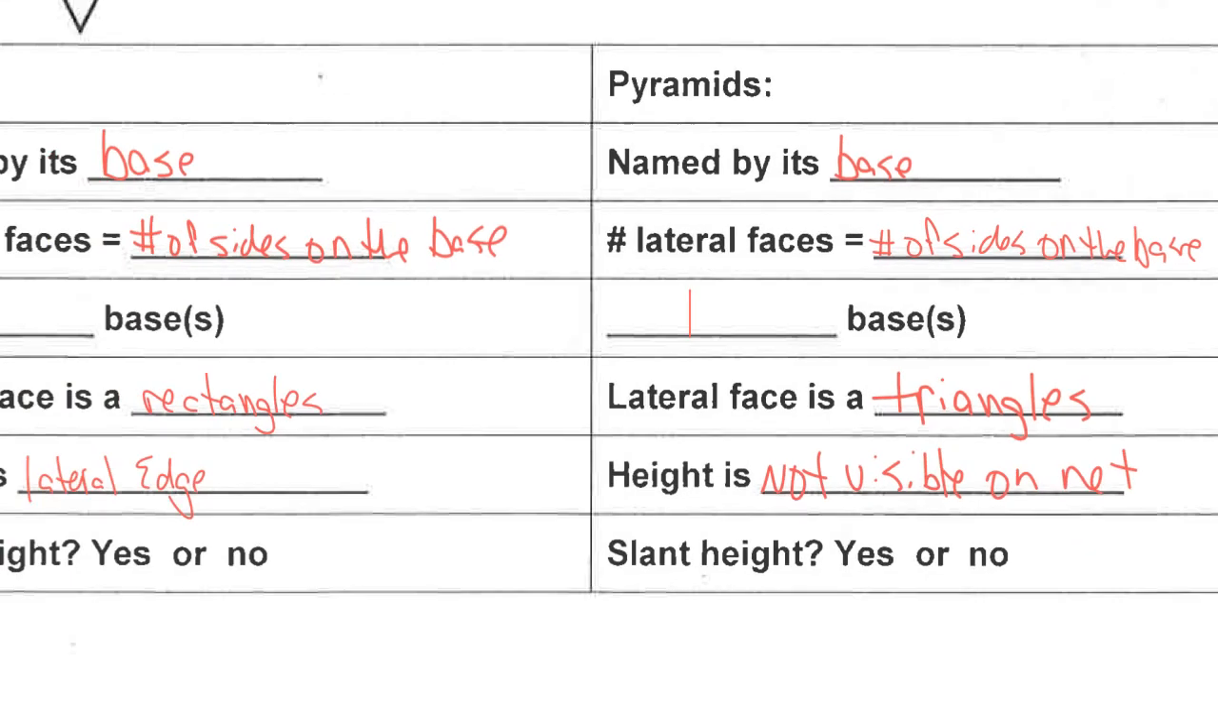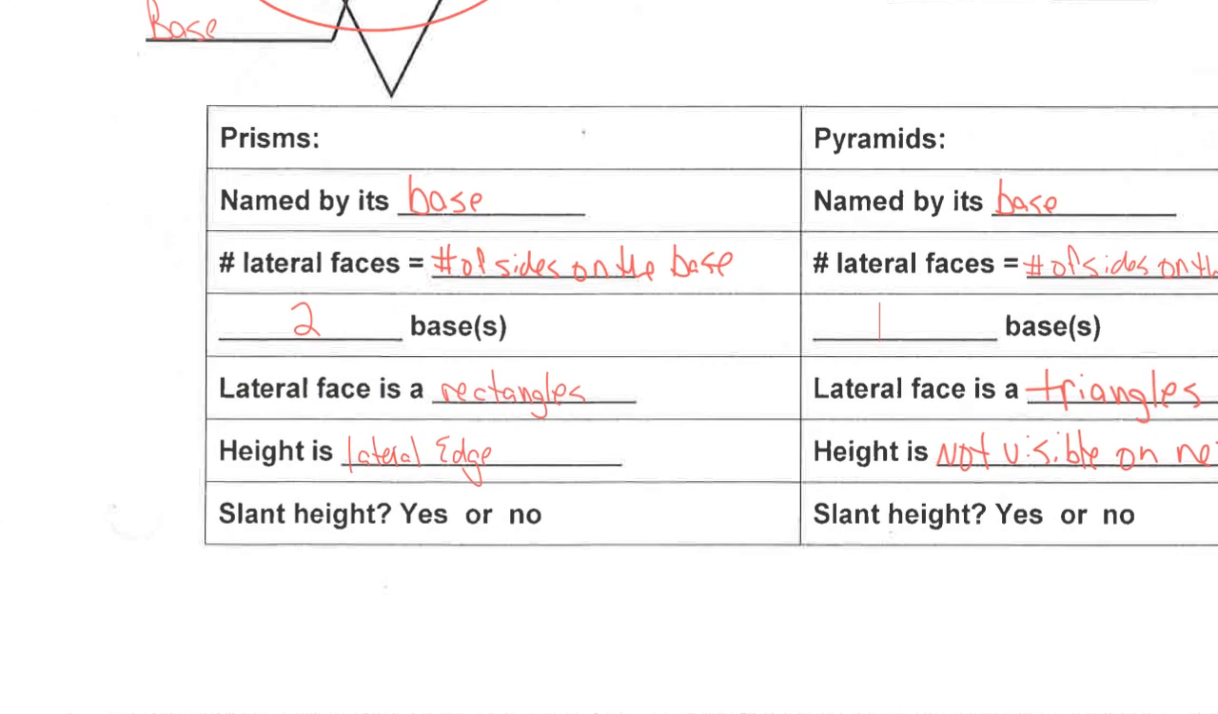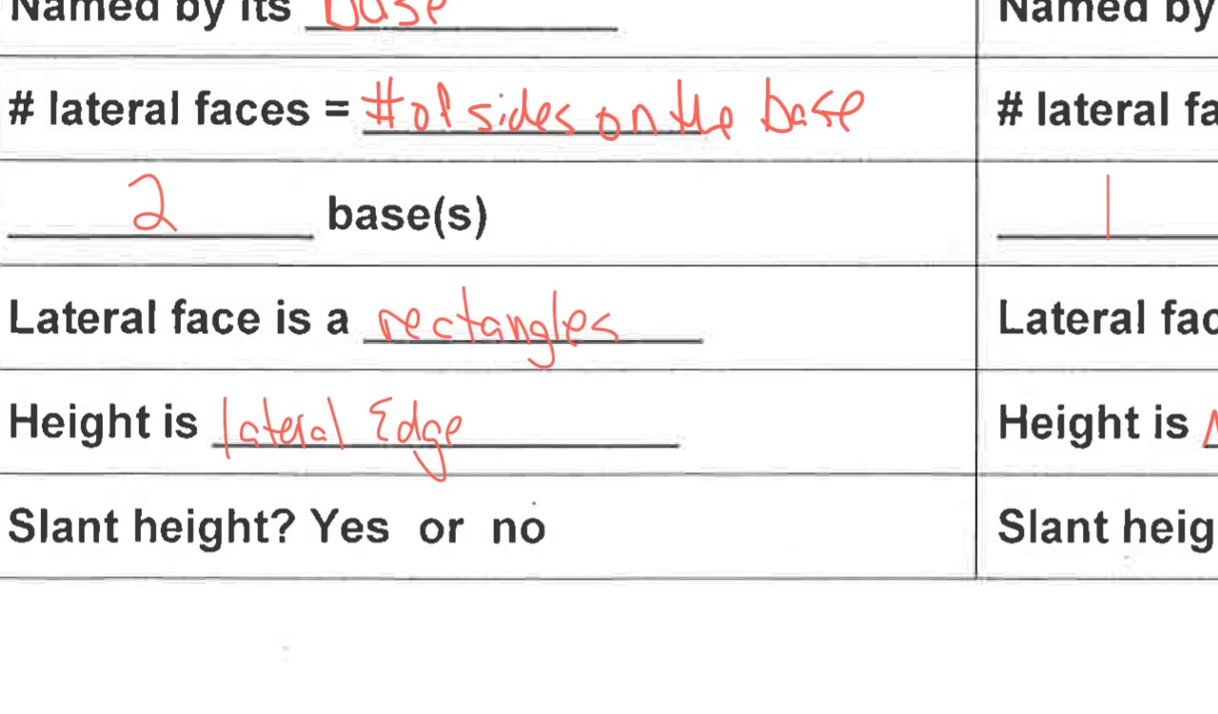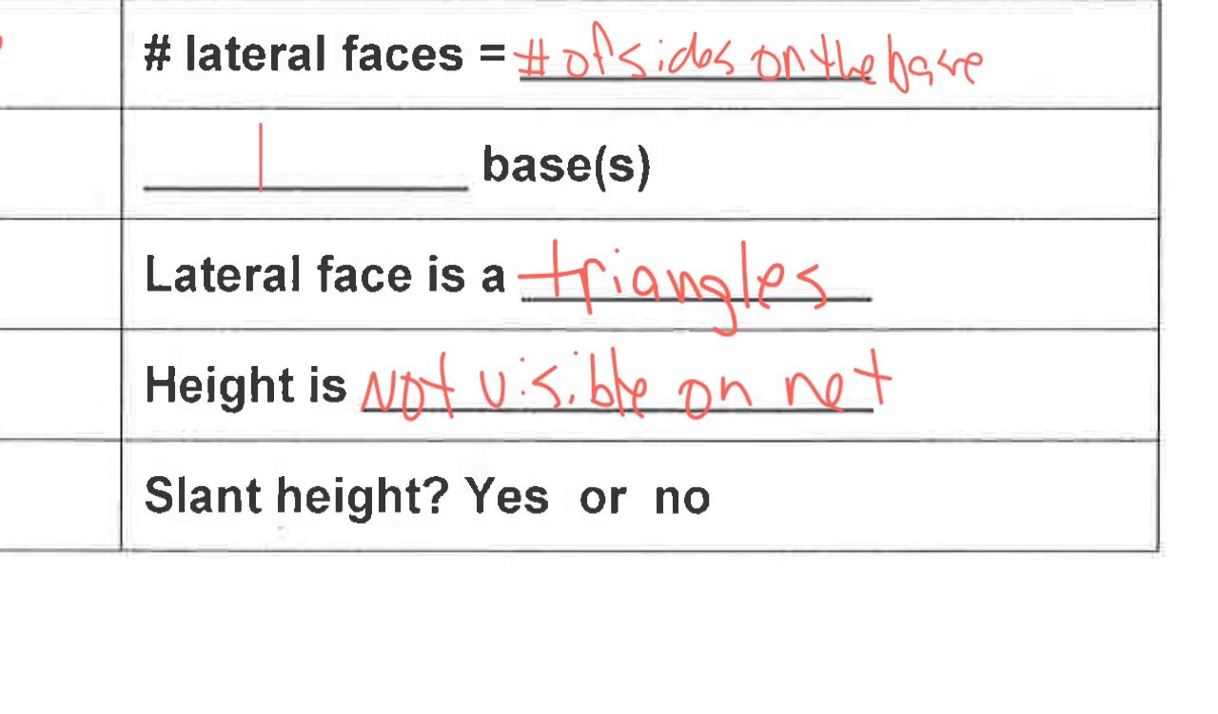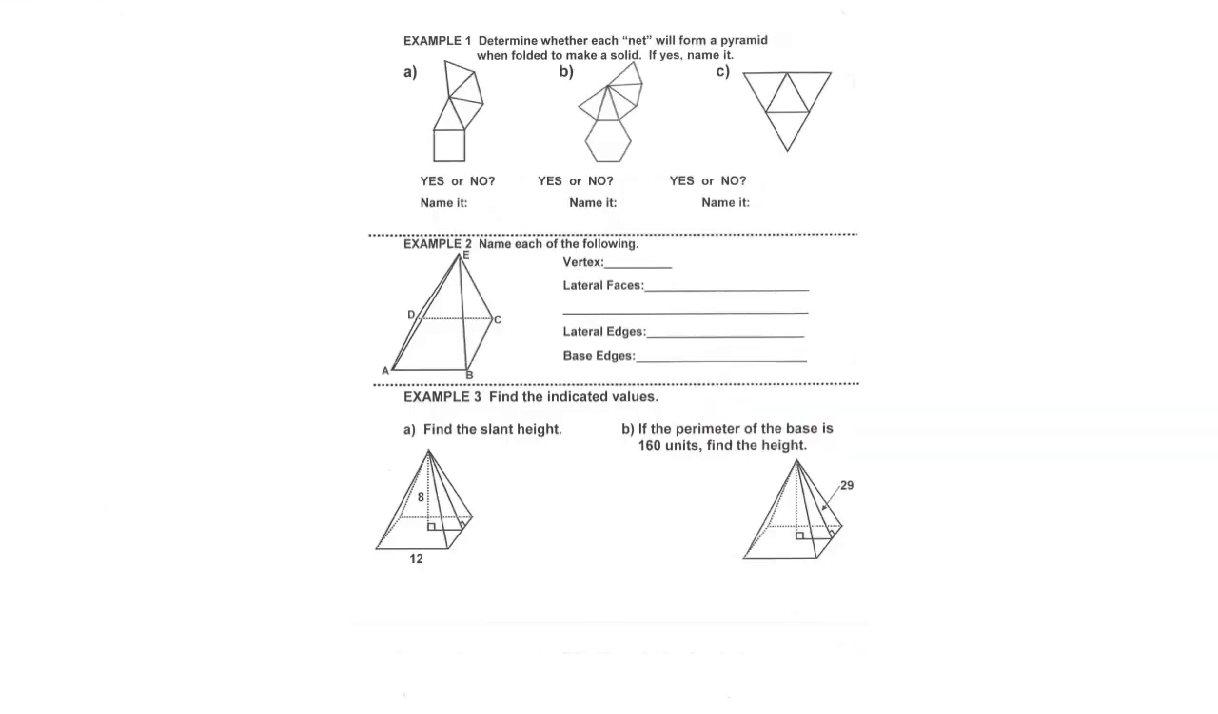There we go. And it asks on the last one, on the prisms, is there a slant height? There isn't, because it's kind of a ramp look on the walls. The slant height only goes with the pyramids. So that's a lot of stuff to talk about. Let's look at some things on the next page.